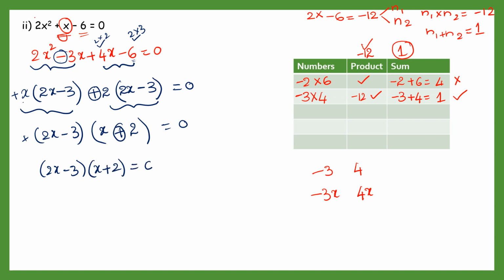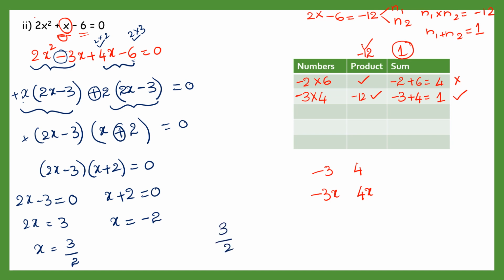These are the factors. We need to find the roots. So make 2x minus 3 equal to 0. Then 2x is equal to 3. x is equal to what? 3 by 2. So 3 by 2 is one root. Again, x plus 2 is equal to 0, x is equal to minus 2. So the roots of the given quadratic equation are 3 by 2 and minus 2.